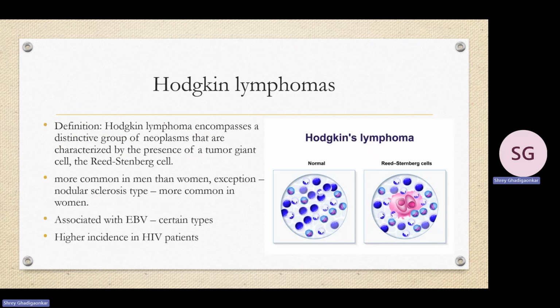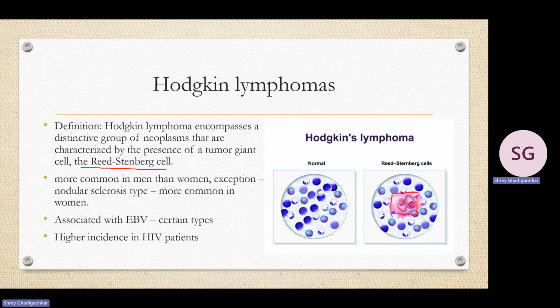So, Hodgkin lymphomas encompass a distinct group of neoplasms that are characterized by the presence of a tumor giant cell, which are known as the Reed-Sternberg cells. So, these are basically derived from B cells of the germinal center, and they release a lot of cytokines that can induce accumulation of inflammatory cells and eventually lead to formation of a mass. So over here we can see the Reed-Sternberg cells. These are classically known for having an owl's eye appearance.